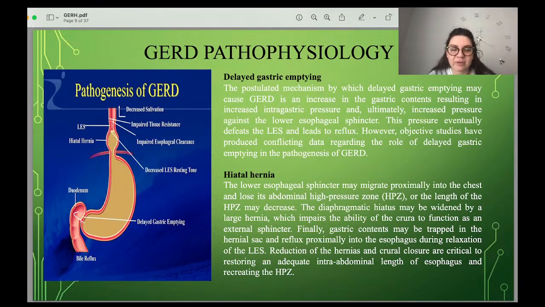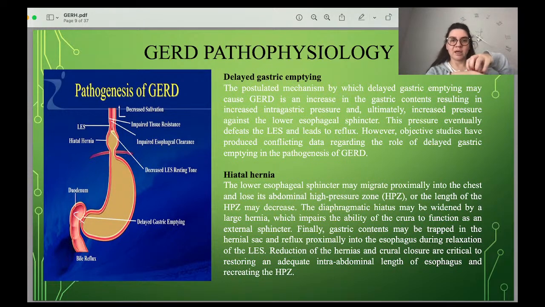Mechanism in hiatal hernia, pathophysiological. The lower esophageal sphincter may migrate proximally into the chest and lose its abdominal high pressure zone. It is incompetence of the sphincter. Or the length, for example, of the high pressure zone may decrease. The diaphragmatic hiatus may be widened by large hernia, which impairs the ability of the crura to function as the external sphincter. You remember the diaphragmatic crura press the esophagus and make function of esophagus.